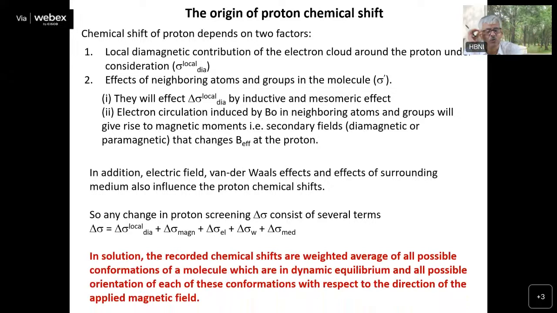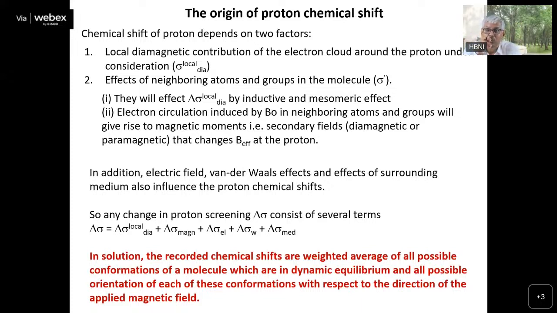The most important thing in NMR, so far as whatever we will be discussing, is that in solution, the recorded chemical shifts are a weighted average of all possible conformations of a molecule which are in dynamic equilibrium. Please remember that although we are drawing a structure of a particular conformation, the chemical shifts are not due to that conformation. They come from all conformations and their weighted average. All the conformations will not have the same probability, so they have different weights.